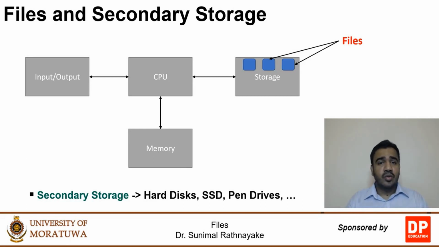The persistent storage is also called secondary storage of a computer. Typical secondary storage devices used today include hard disks, solid state devices or SSDs, and pen drives. You may think of a few other storage devices as well. Data is stored in these secondary storage devices as files.